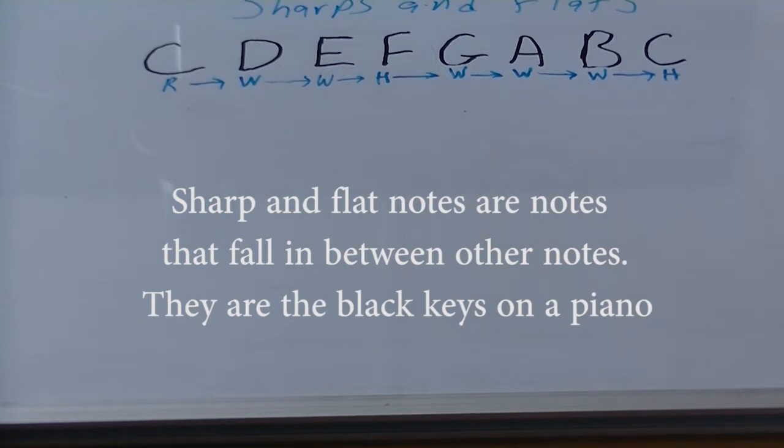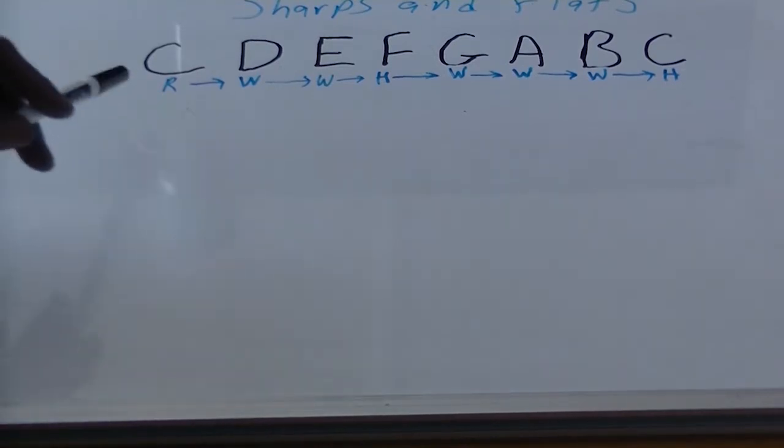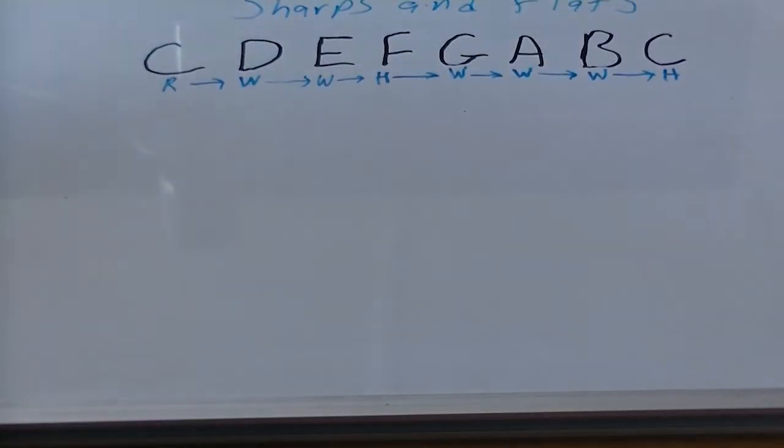I also want to direct your attention to the whiteboard. You see I have a scale written out here. Hopefully by now you recognize that this is a C major scale. So I have the notes of the C major scale, and then I have the interval sequence.